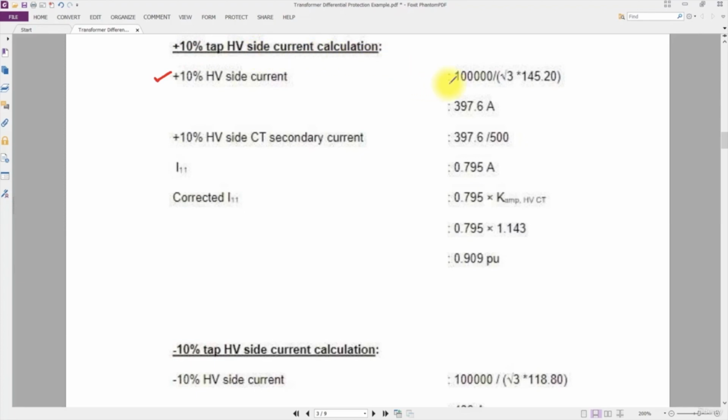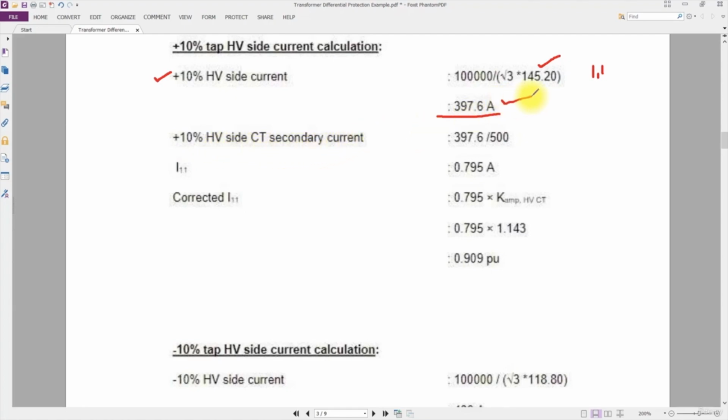So here you can see this is the formula. So you have to use the same formula, S is equal to √3 V into I. So this is 100 MVA divided by √3, and this is the voltage at 10% of the tap. So we have calculated the voltage at 10% of the tap, that is equal to 1.1 into 132, so it's equal to 145.2 kV. So the current at the HV side at plus 10% at the tap is 397.6 amps.